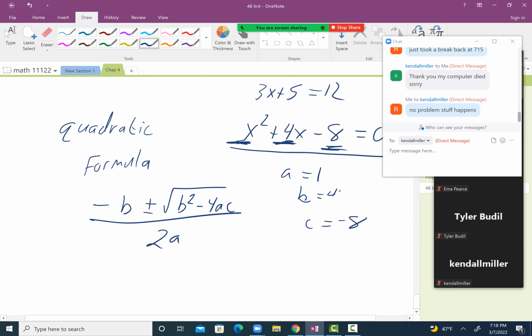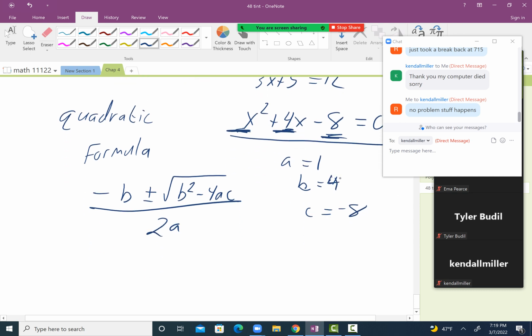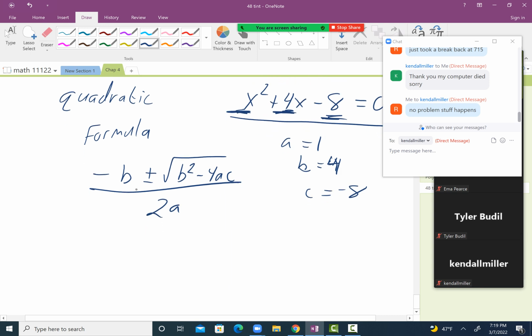Once you know what the numbers are, we're just going to fill them in, right? So wherever I see a b, I'm going to put a 4. Wherever I see an a, I'm going to put a 1. And wherever I see a c, I'm going to put a negative 8.